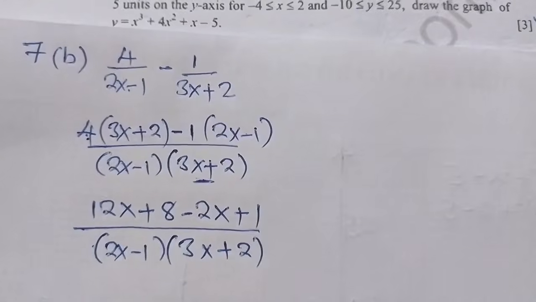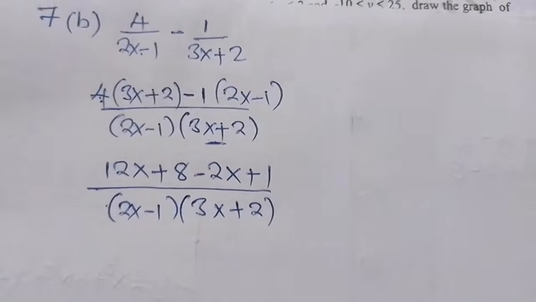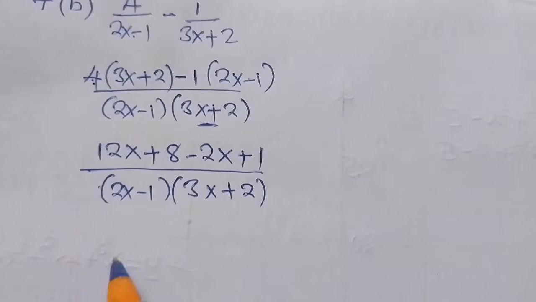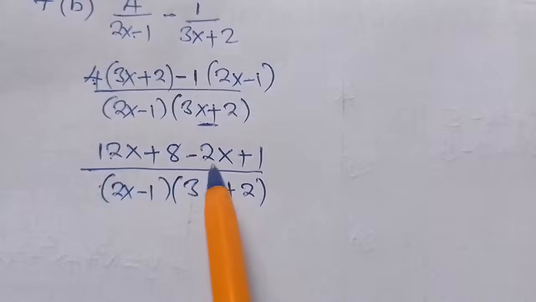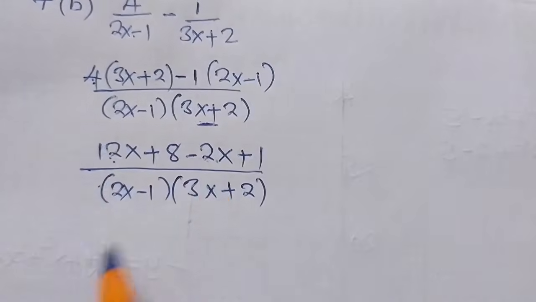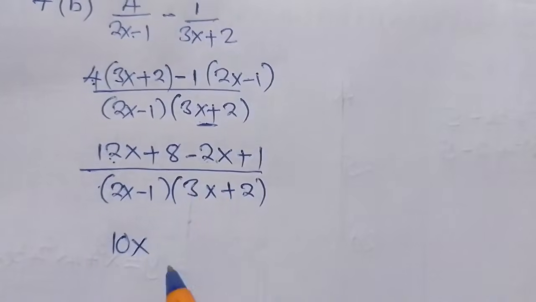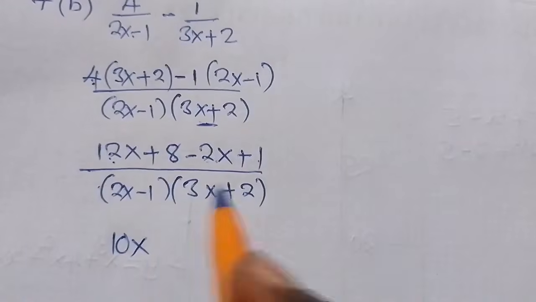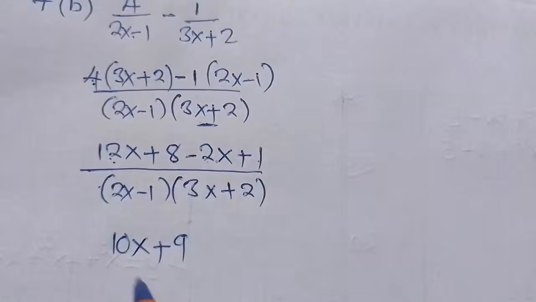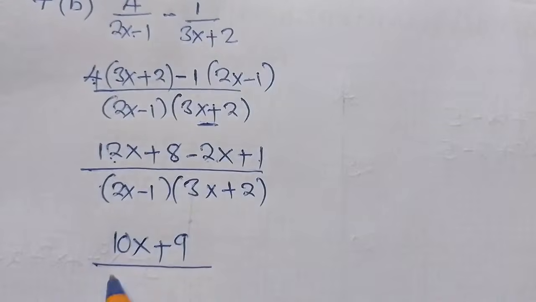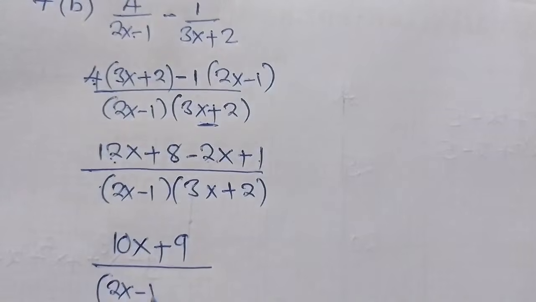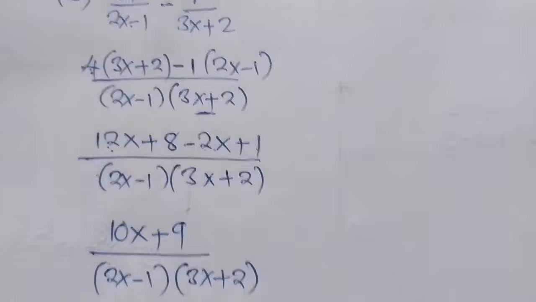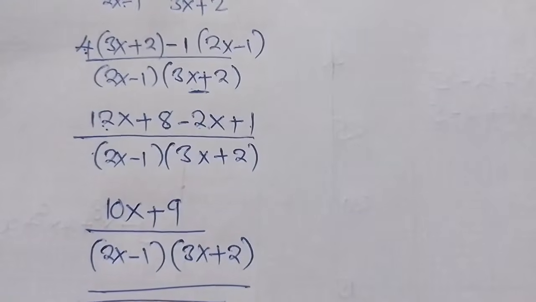From here, you group the like terms. So just need to group the like terms. This is 12 and that one. 12 minus 2, that's 10x. 8 plus 1, 8 plus the 1 there, that is 9. So you get the answer. What will be your answer? 10x plus 9 over 2x minus 1, 3x plus 2. Then you are done. You get your 3 marks, just like that.